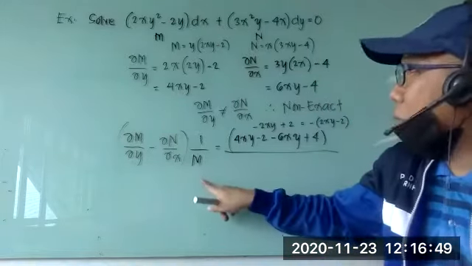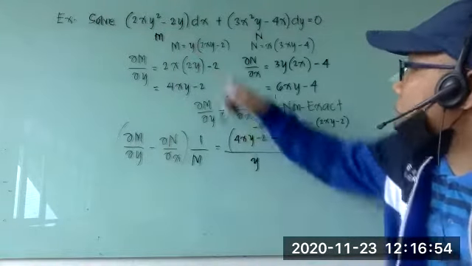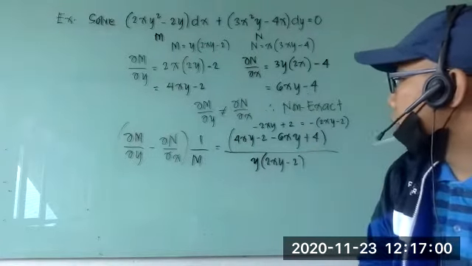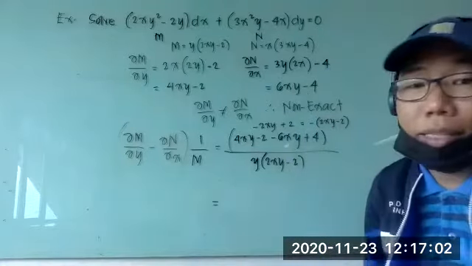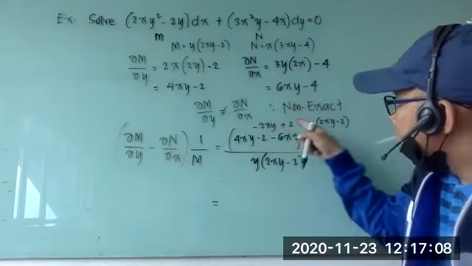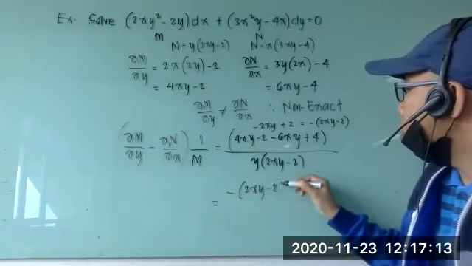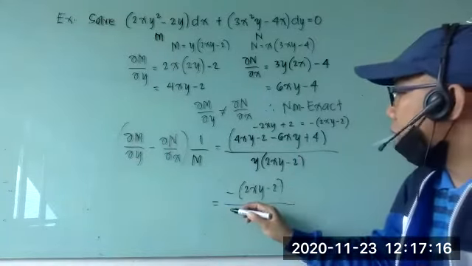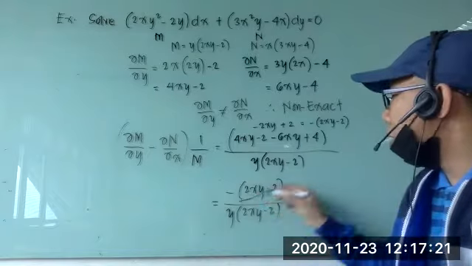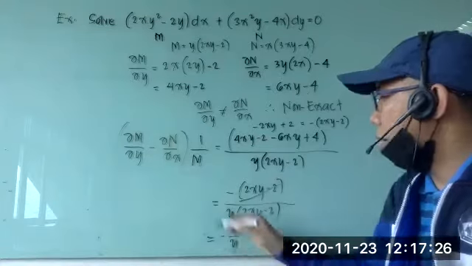Okay, so let's try now. Divide the difference by m. So m is, we copy y, the factored form. So y times 2xy minus 2. Okay, so I'm going to rewrite so that you can see how I cancel. So this difference will be written into this format. So minus 2xy minus 2 divided by m, which is in factored form y times 2xy minus 2. We can cancel 2xy minus 2, and the result is negative 1 over y.